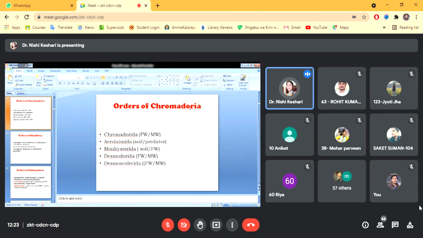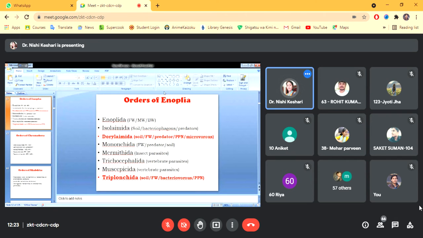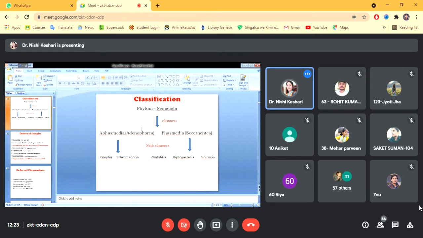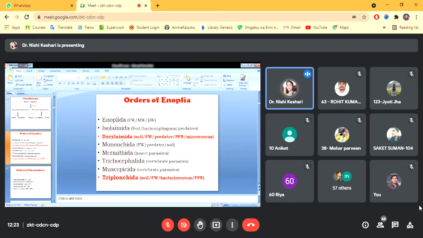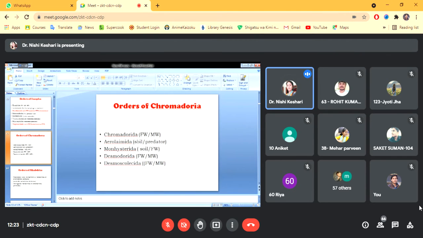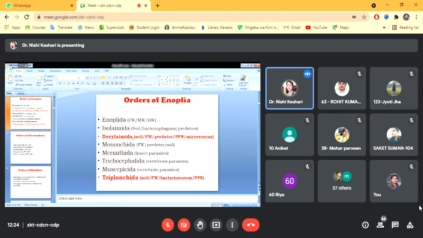The second one is Chromadoria. Chromadoria doesn't have any plant parasitic features. So only this Enoplia is important in Adenophorea, meaning in primitive nematodes only Enoplia is important, in which you have to study Dorylaimida and Triplonchida. Chromadoria has five orders: Chromadorida, Araeolaimida, Monhysterida, Desmodorida, Desmoscolecida. You don't have to remember all this, but just know that in Enoplia, Dorylaimida and Triplonchida are plant parasitic.